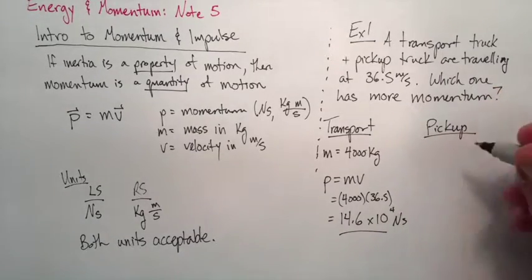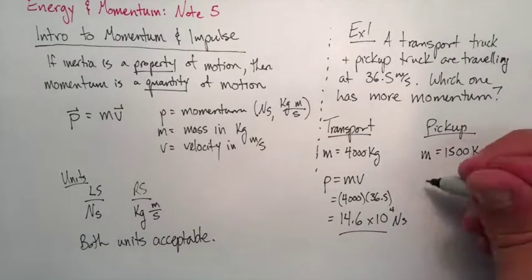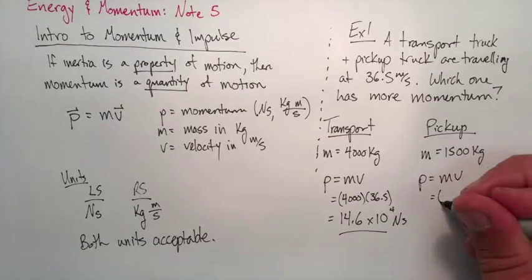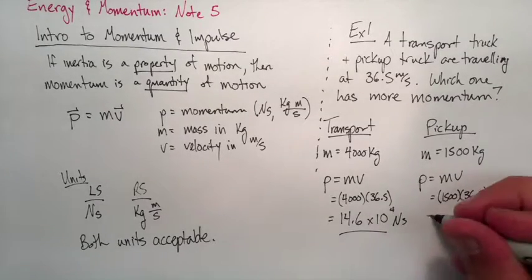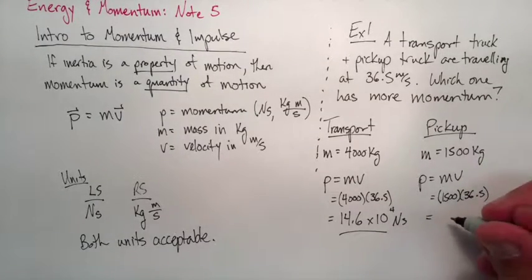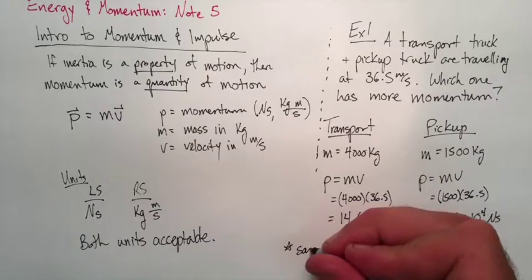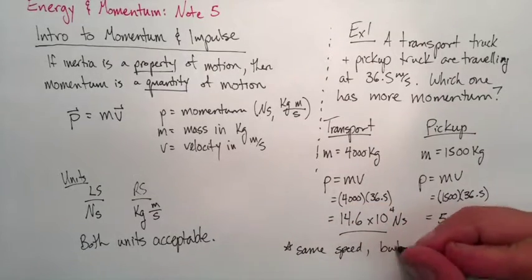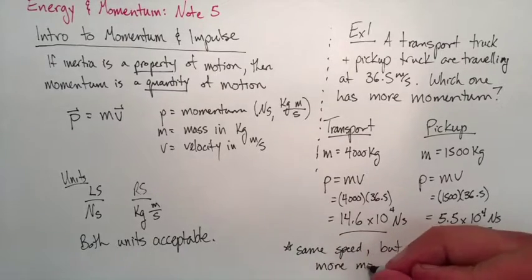Let's compare it to the pickup truck here with a mass of 1,500 kilograms. Putting that into our equation, P equals mv. We're going to get a final value here of 5.5 times 10 to the 4. So almost a third of the momentum of that transport truck. So here, even though they're going the same speed, because that transport truck's heavier, it's going to have more momentum.